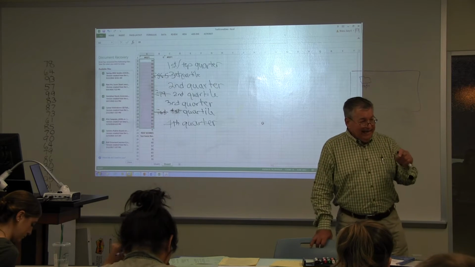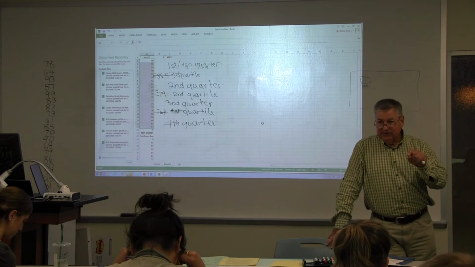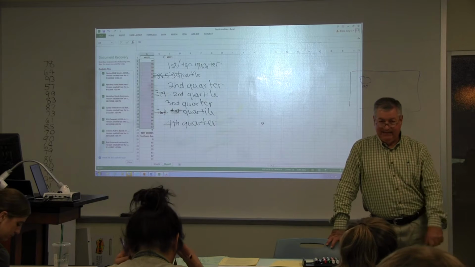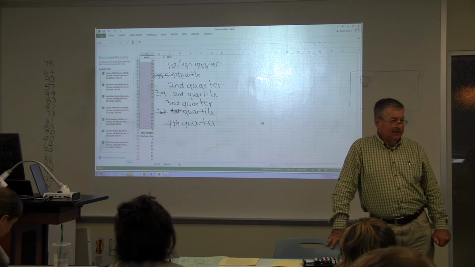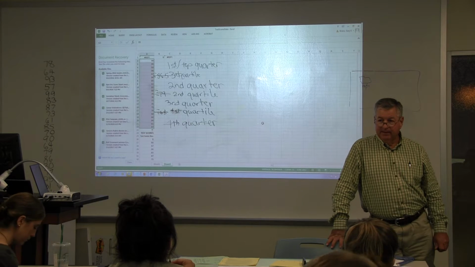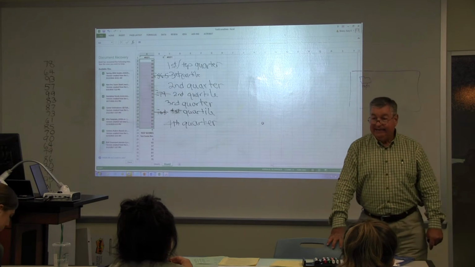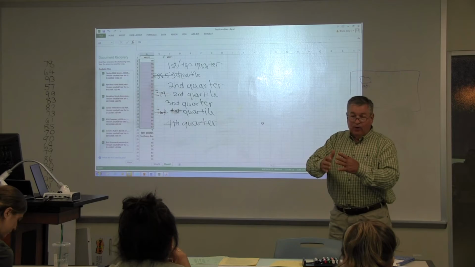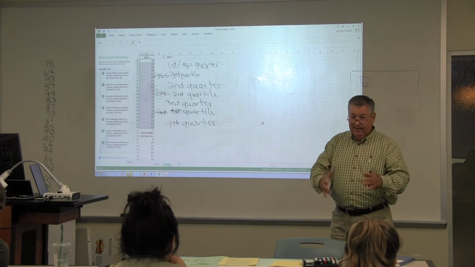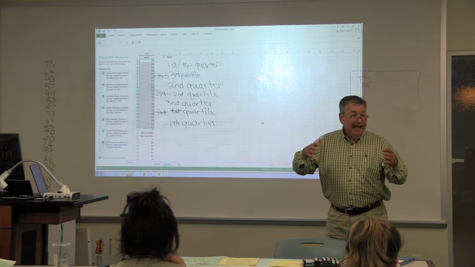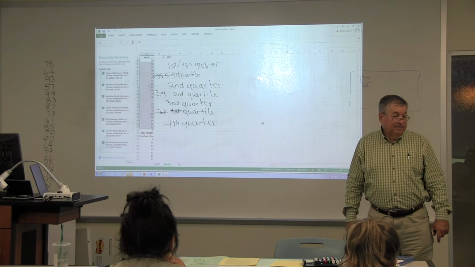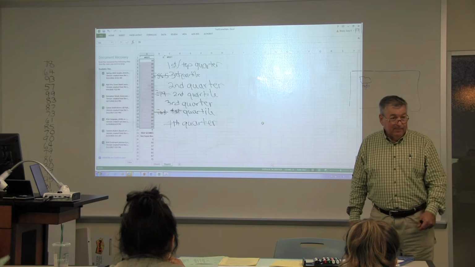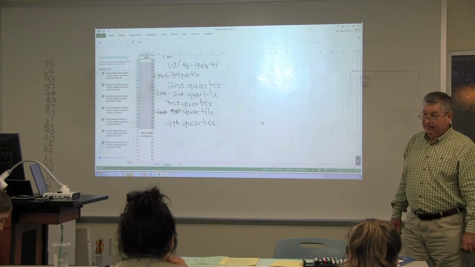So what then is the interquartile range? It would be from the first quartile to the third quartile. It's the first quartile subtracted from the third quartile.